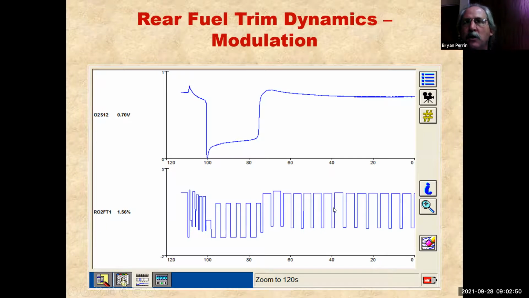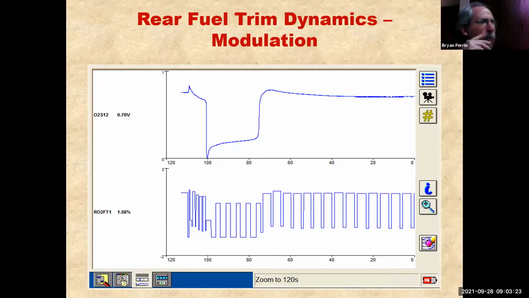The difference is the on time. Here I'm spending this much time rich, this much time lean. Once my rear sensor shows that the catalytic converter no longer has oxygen in it, now I spend this much time lean and this much time rich. This much time lean, this much time rich. That's that timing component that I talked about in fuel trim and that fuel corrector. So you can see we're actually duty cycling our fuel control.